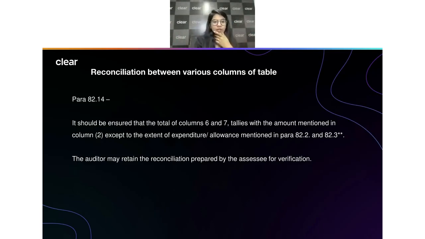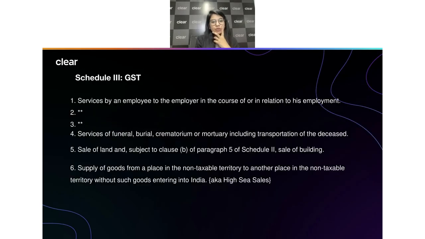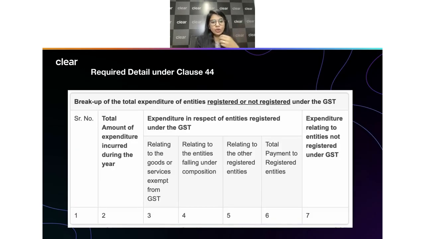When I'm talking about the reconciliation, when you look into all that breakdown again, in that breakdown there was a total expenditure. What you have reported here in 2 should always match with what you have reported in 6 plus 7. That is how it should work. Similarly, what you have reported in 6 should always match with what you have reported in 3 plus 4 plus 5. This is how we have to report it.